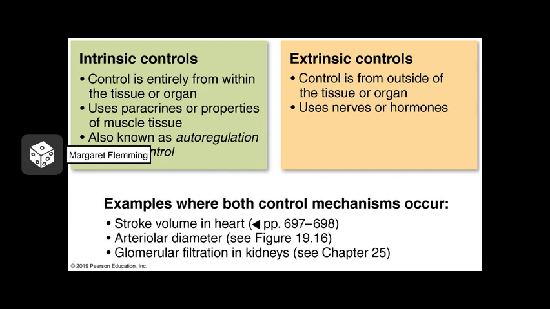We talked very briefly about intrinsic versus extrinsic controls in Chapter 1 when we talked about homeostasis. If you'll recall, intrinsic controls are within the organ or the tissue. Primarily, paracrines are used, and this is often referred to as autoregulation or local control. Extrinsic controls are from the outside of the tissue or organ, and those messages will be sent to the tissue or organ via nerves or hormones. Let's take a quick look at our intrinsic controls first.